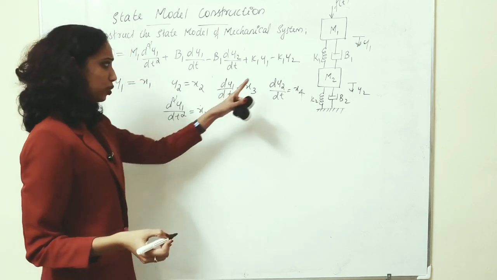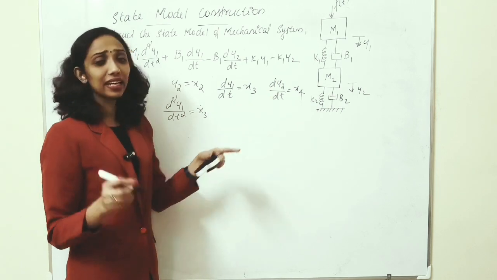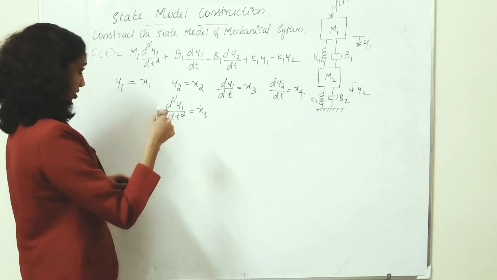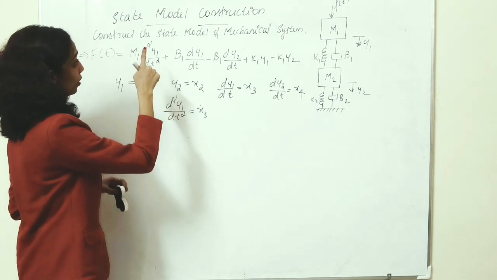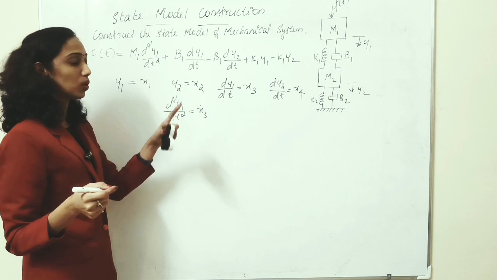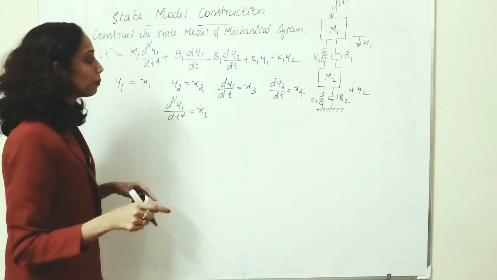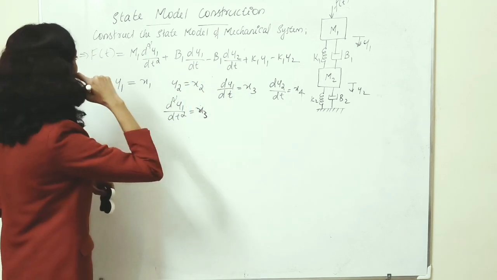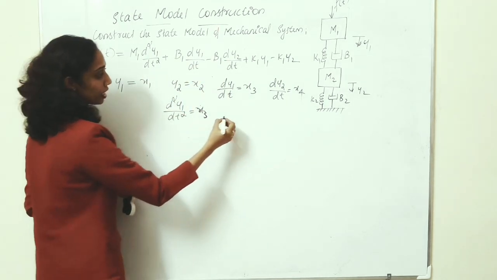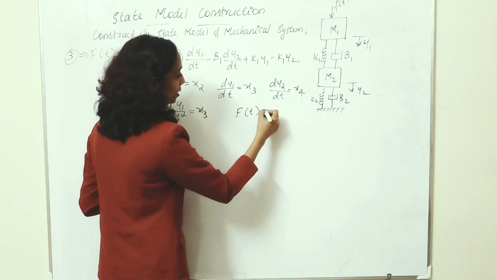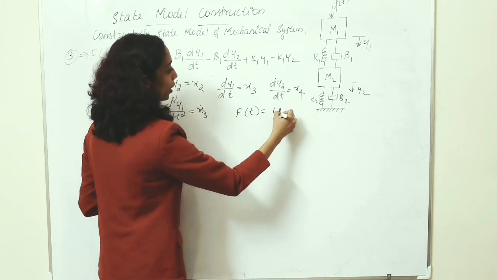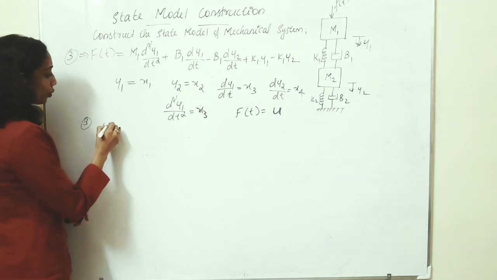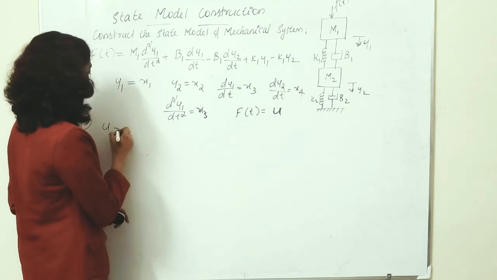Then d square y2 by dt square is obviously x4 dot, but it is not in equation number 3. It's in equation number 6. So I am going to assign all the terms in the above equation. For the applied force f of t, you need to write it as u. Then equation number 3 changes to u is equal to f of t.